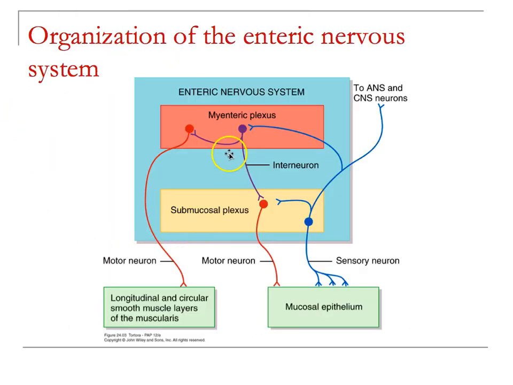What does this actually look like? Here's our ANS regulating the myenteric plexus, which is in turn going to regulate the submucosa. And ultimately, we will control through the myenteric plexus the longitudinal and circular muscles, as well as the mucosal epithelia. And they are actually sensing what's passing by them.